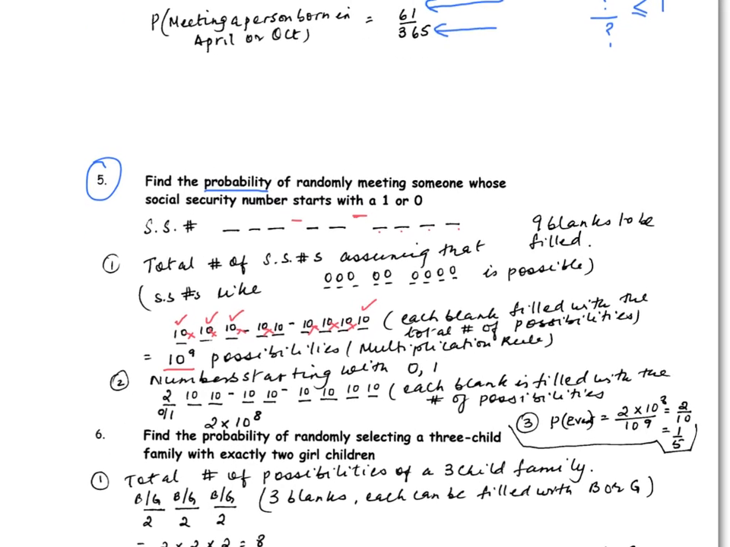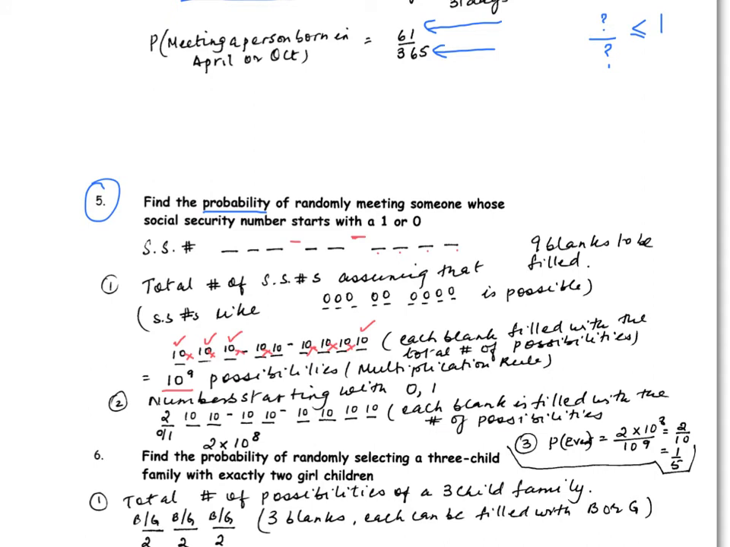how many of these 10 to the 9 numbers would have either 0 or 1 as the first number? So a social security number again can be formed by 9 digits. Now, the restriction here is in the first blank. The first blank can only be filled by 0 or 1. So there are 2 ways in which we can fill the first blank. Now, there are no restrictions as to what numbers or digits can fill the last 8 blanks. So the last 8 blanks each can be filled in 10 possible ways.